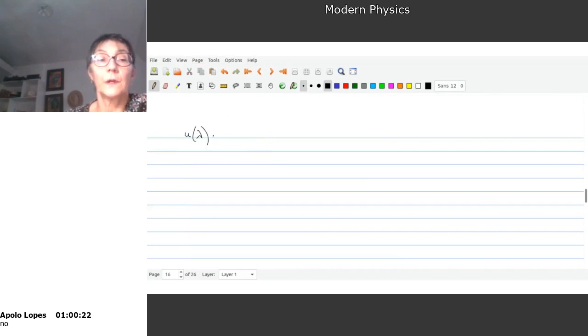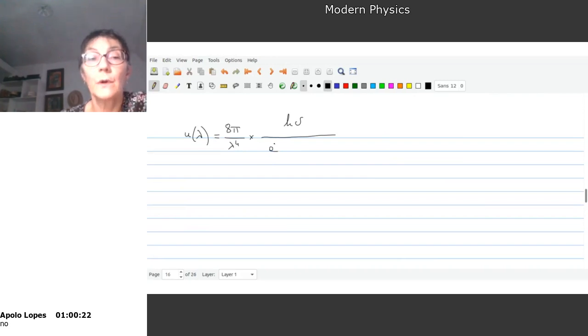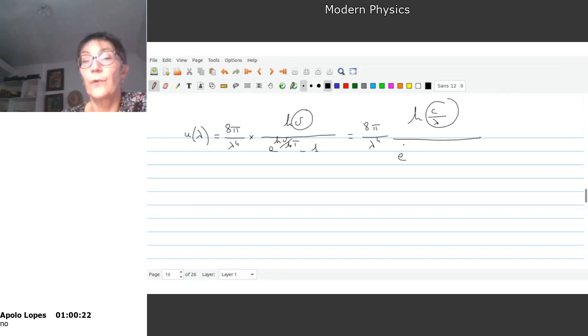The density of energy as a function of lambda equals the number is still 8 pi over lambda to the fourth, times this Planck distribution, so this is h nu over exponential of h nu over kt minus 1. So we have lambda. I will write it here: h c over lambda. Okay, no, this is c over lambda. Exponential of h c over lambda kt minus 1.